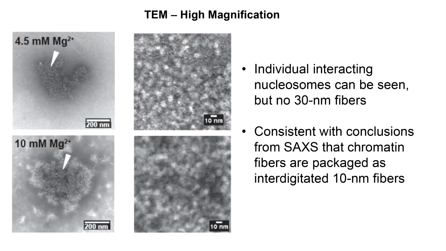Now, if you go to high magnification with the transmission electron microscopy, where these arrow points are right here, you see individual nucleosomes, which are 10 nanometers in diameter. You see no 30 nanometer fibers. They're just packaged together. Again, I don't have time to show you the small angle X-ray scattering, but that's consistent with these images. There are no 30 nanometer fibers in these globules. They're made from 10 nanometer fibers that are packaged together. Okay.